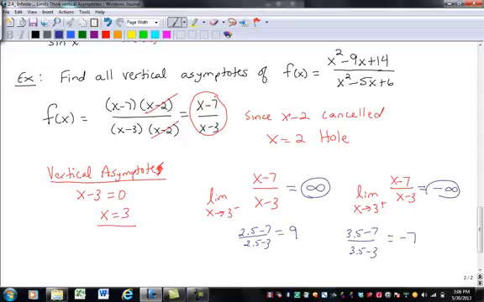Since the left-hand and right-hand limits are different, the overall limit as x approaches 3 of x minus 7 over x minus 3 does not exist, because the right and the left-hand limits aren't the same.